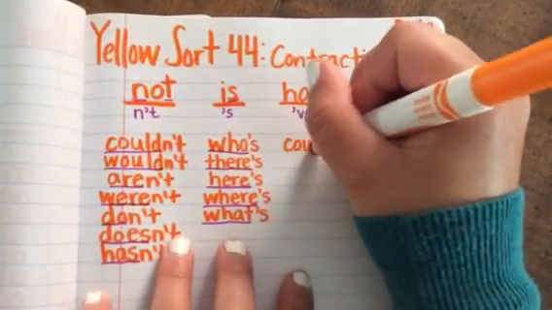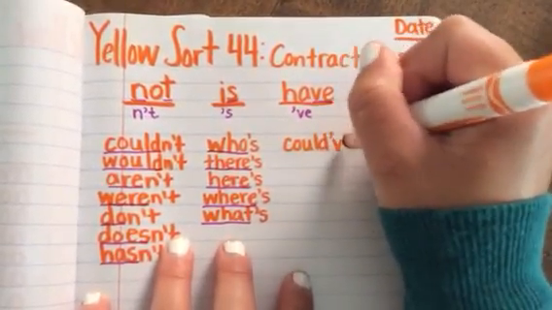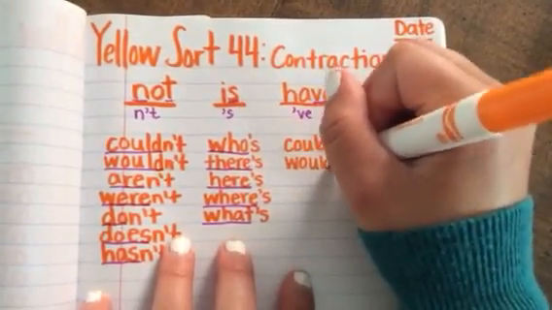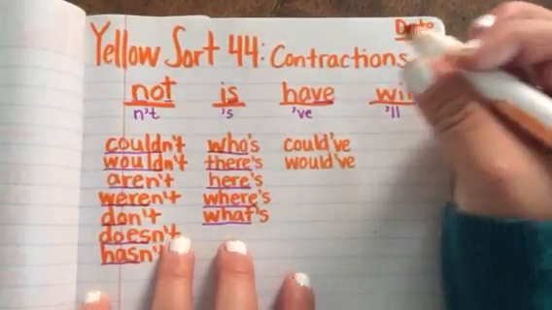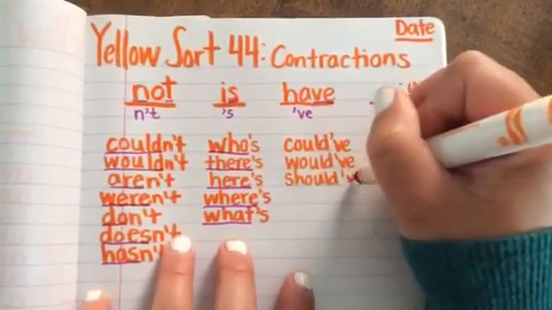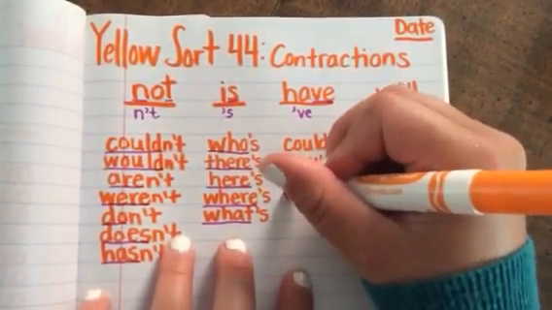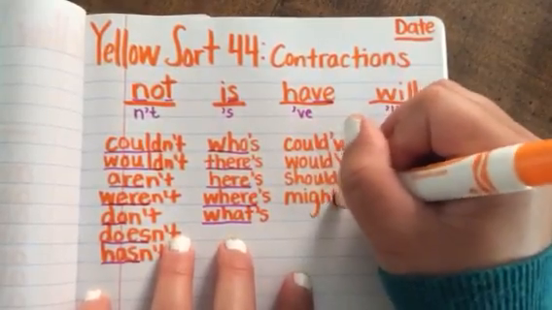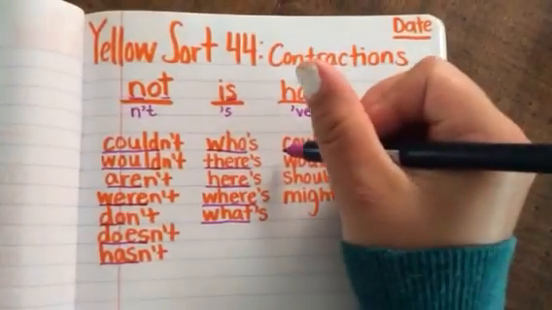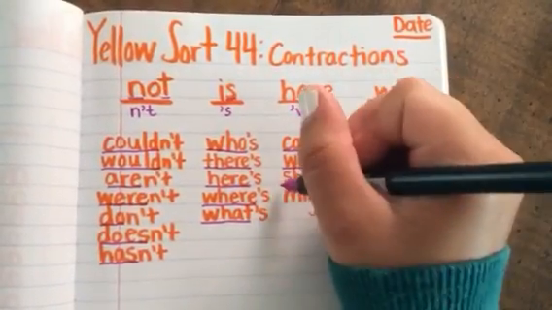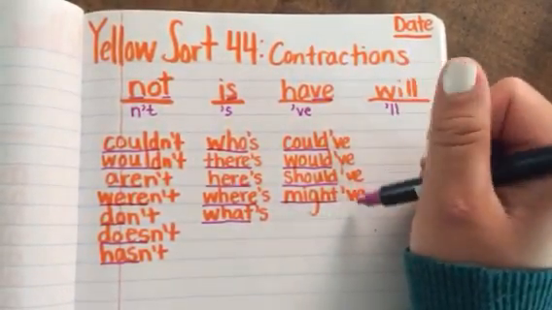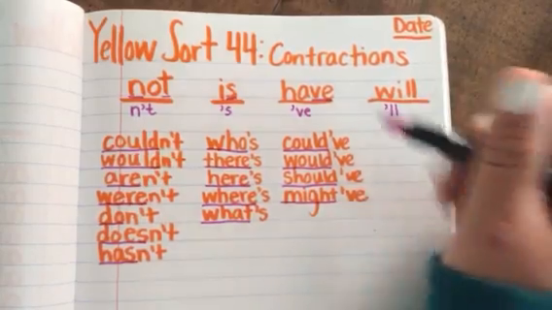All right, for the have words, we have could've, could have, could've, would've, would have, would've, should've, should have, should've, and might've, might have, might've. So again, the base words could, would, should, and might are all spelled normally. It's the second word that is changed, apostrophe VE.